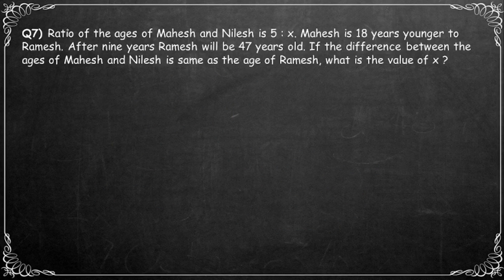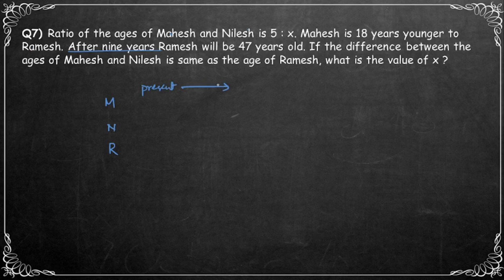Question 7. The ratio of the ages of Mahesh and Nilesh is 5:x. Mahesh is 18 years younger than Ramesh. After 9 years, Ramesh will be 47 years old. If the difference between the ages of Mahesh and Nilesh is the same as the age of Ramesh, what is the value of x? The first step is to create a timeline. For that, the number of people and events are required. The people are Mahesh, Nilesh and Ramesh. Events are after 9 years and present.